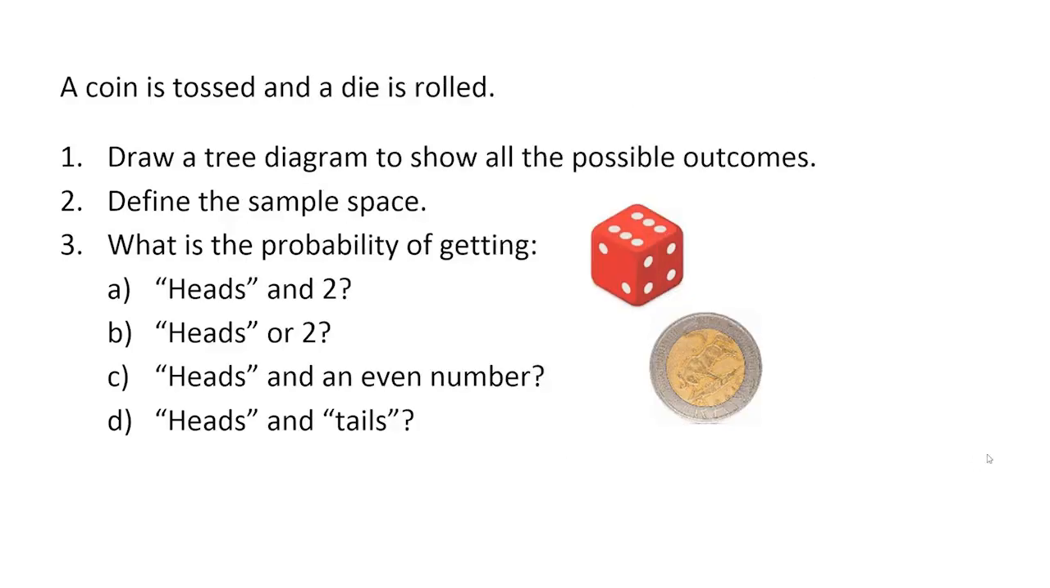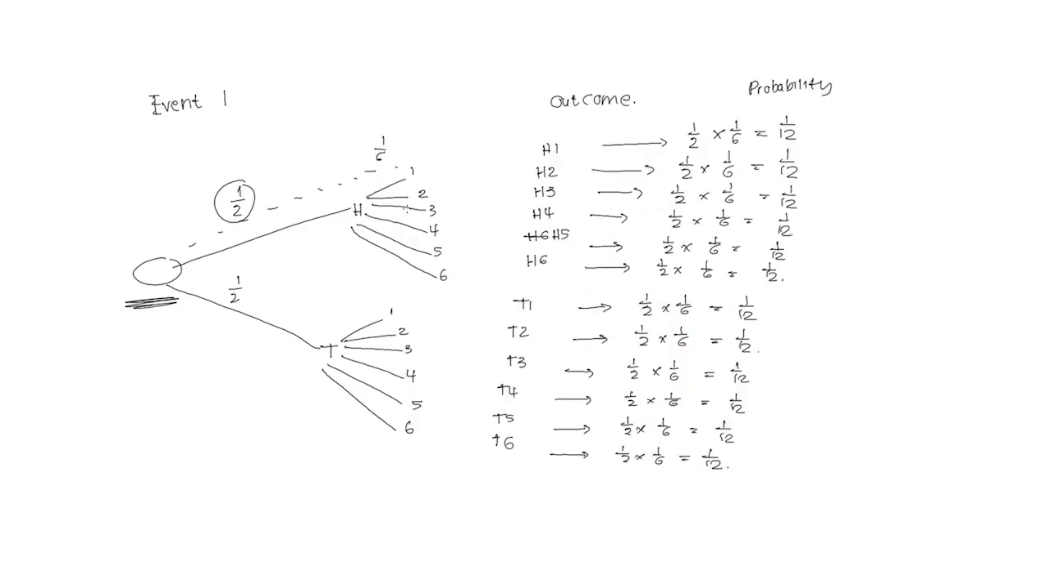Now looking at the second part of the question, it asks us to define the sample space. Now the sample space is simply all the possible outcomes from the experiment. In our case, the outcomes involve tossing a head or a tail and rolling a 1 to 6. And as you can see, this column indicates the possible outcomes, which in turn form our sample space. So this is question 2. And we list all the possible outcomes in our sample space.